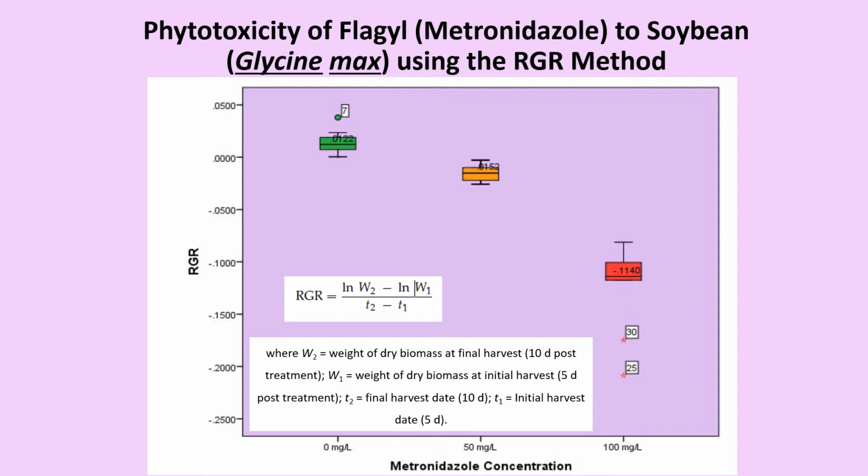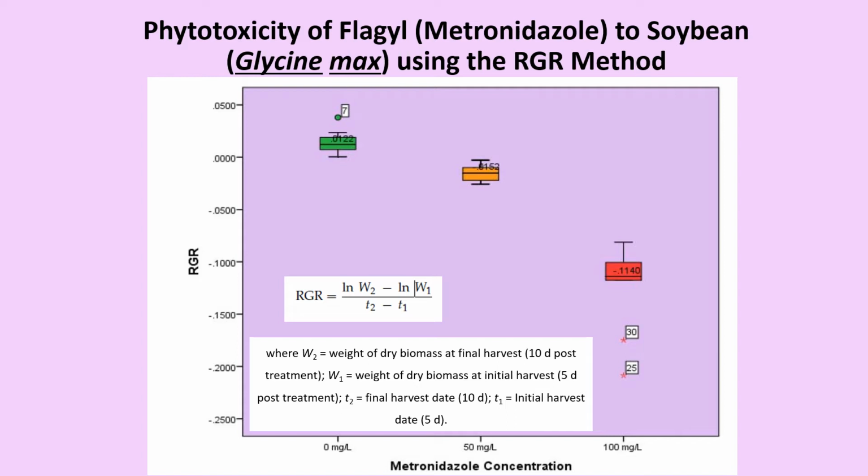Seeds of soybean were planted in a greenhouse, and the plants were divided into three groups, namely the control group, the plants exposed to 50 milligrams per liter, which are called group B, and the plants exposed to 100 milligrams per liter of Flagyl solution, which are called group C. Five days after exposure, 10 replicates from each group were harvested. Ten days after exposure, the remaining 10 replicates were harvested.